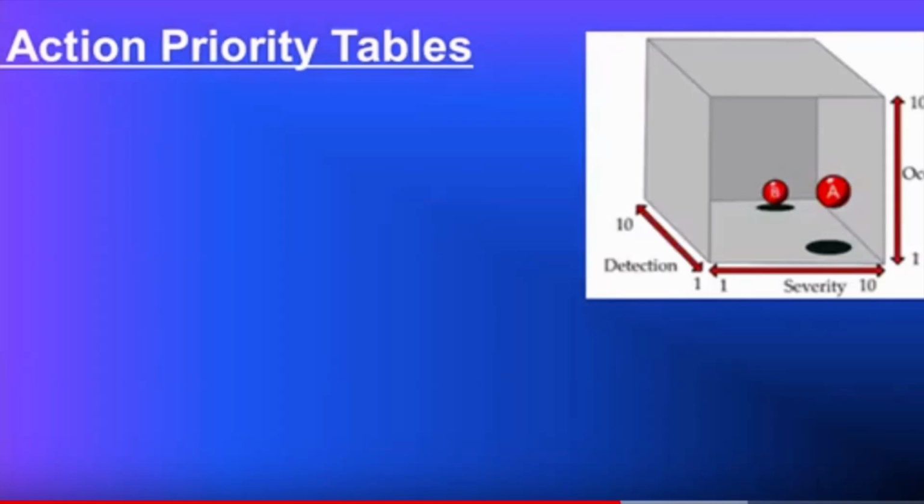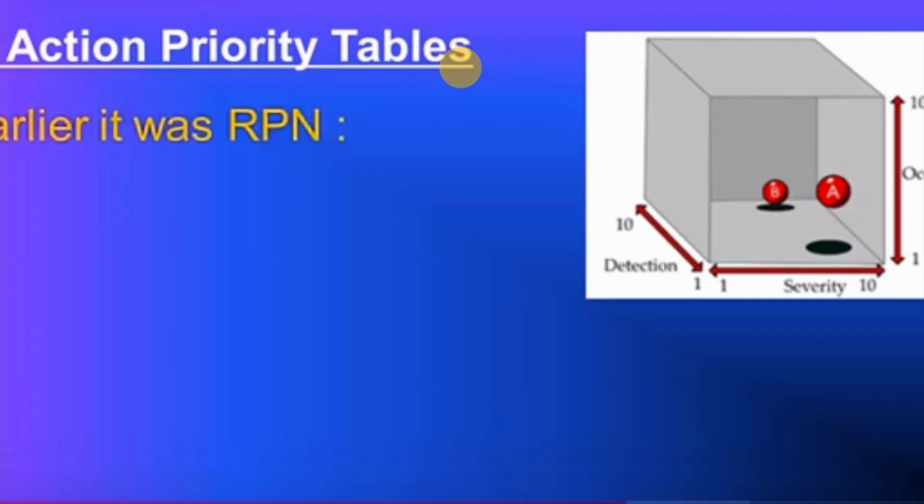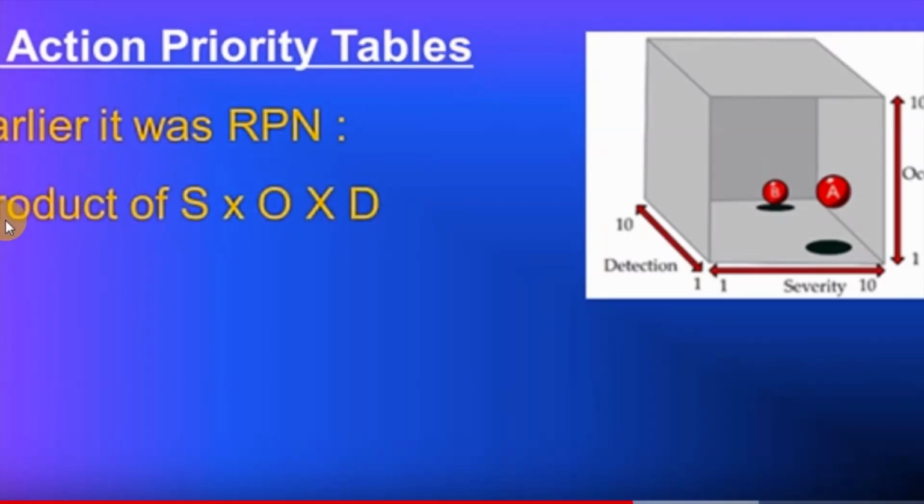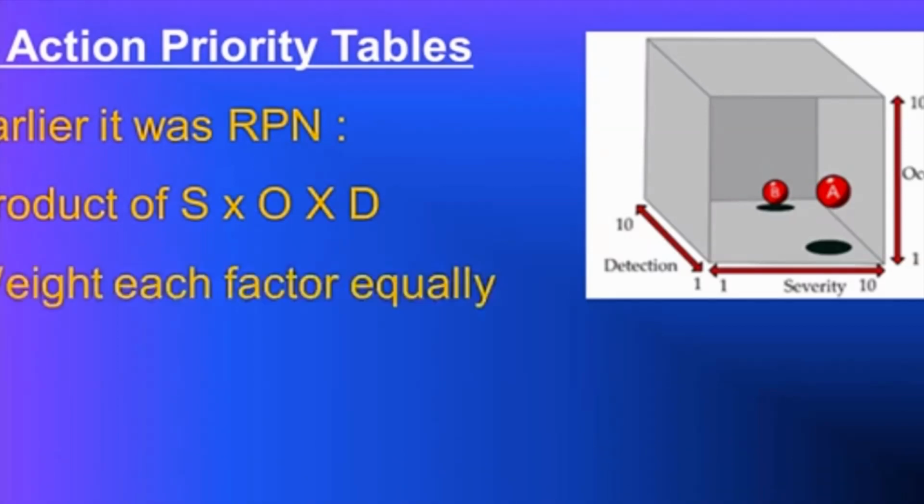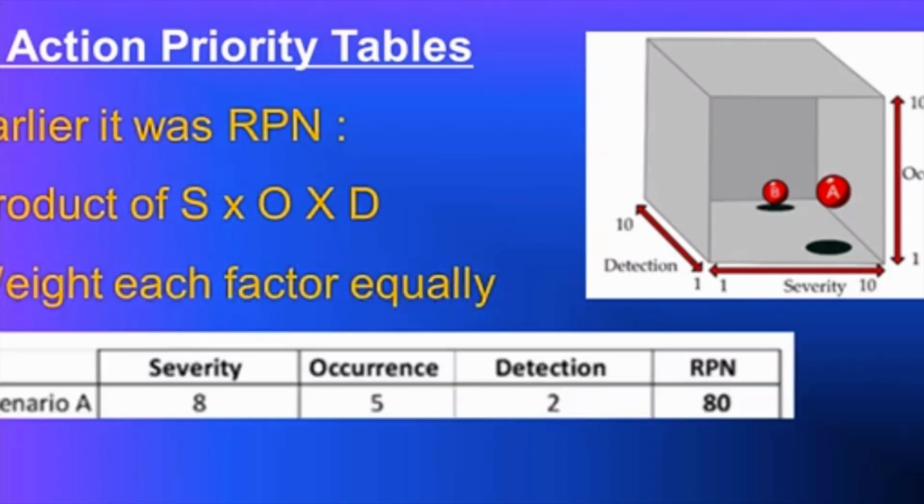Another major change in the new revision is the use of new action priority tables. The previous FMEA manual suggested the use of risk priority number, that is RPN, but it failed to provide the logic to select the RPN for prioritizing the action considering the several combinations of severity, occurrence and detection. Let's understand this with an example.